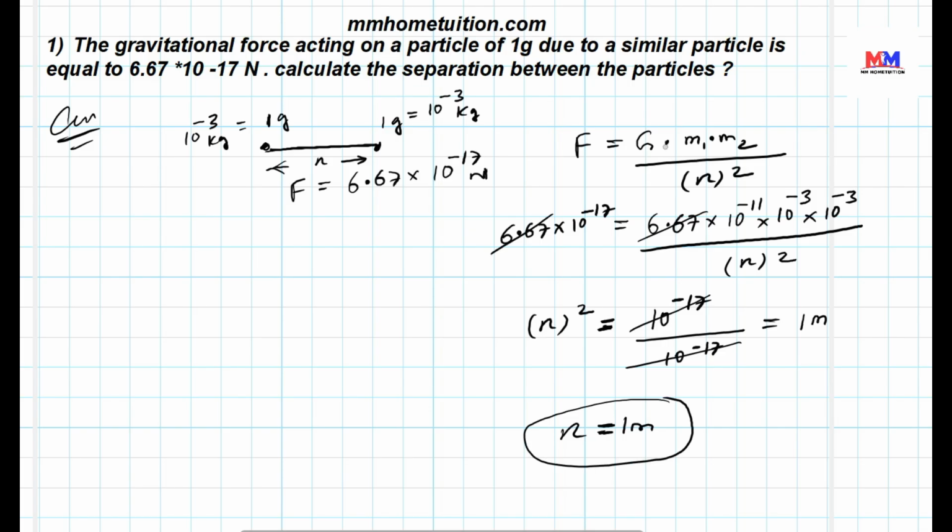F equals G m1 m2 divided by r squared. F is 6.67 × 10^-17, G equals 6.67 × 10^-11, the mass is 10^-3, the second mass is 10^-3, divided by r squared. So after solving this, r squared equals 1, so r equals 1 meter.